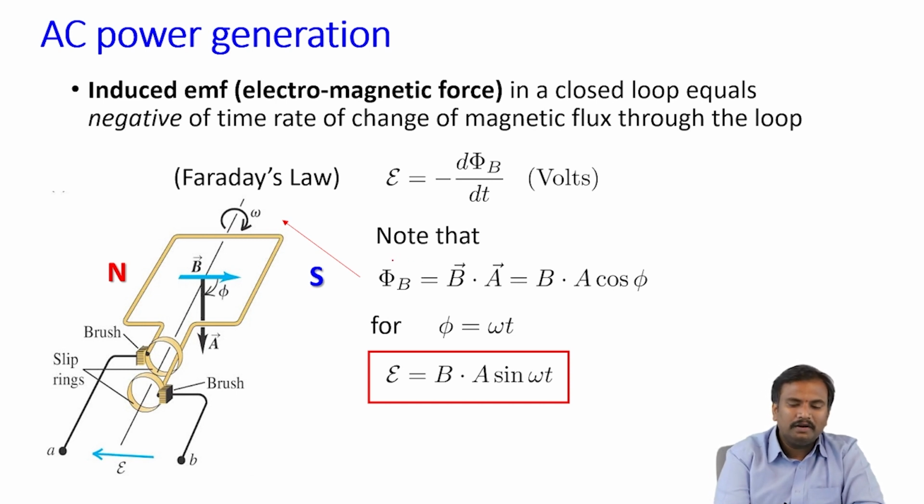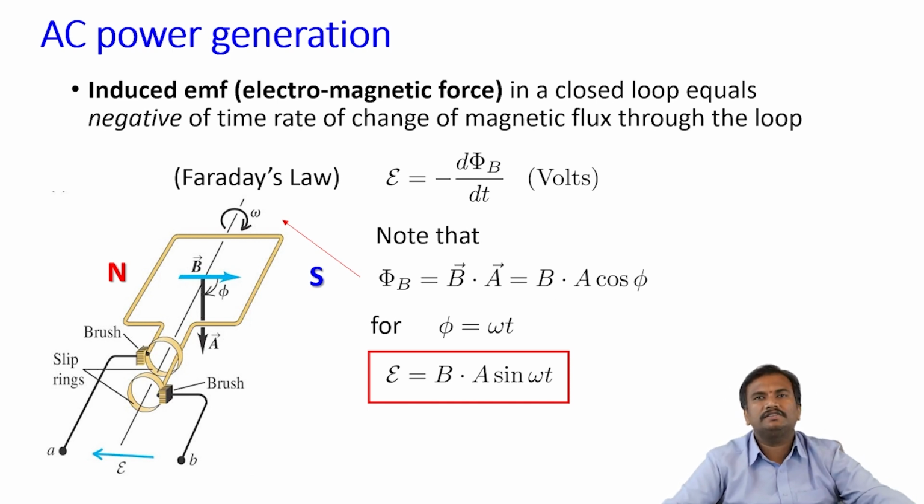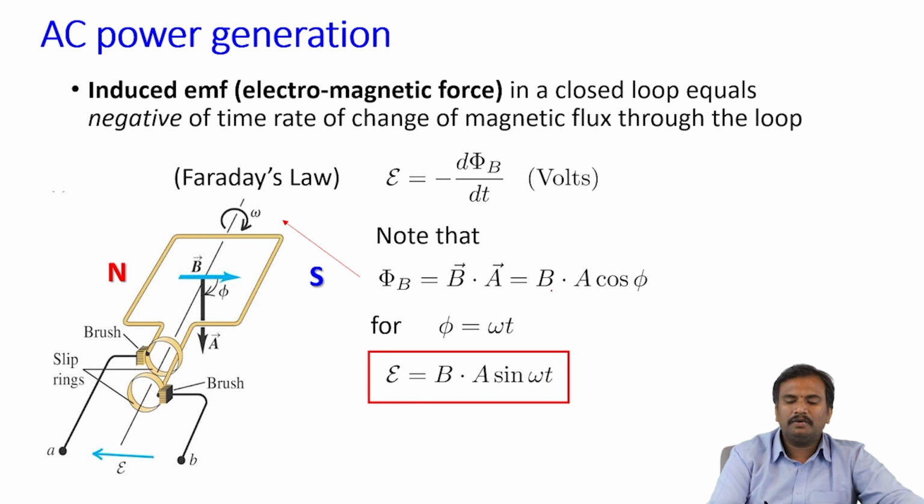Note that the flux phi is equal to B into A, where A is the area of cross section taken by the conductor. B into A is equal to B into A into cos phi. For phi equal to omega t, the EMF which is generated is equal to BA sine omega t.